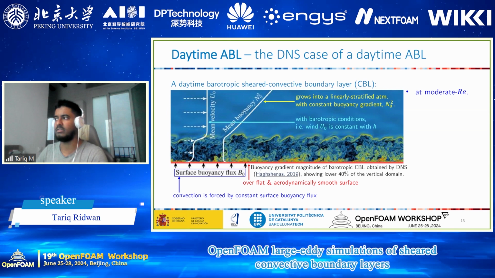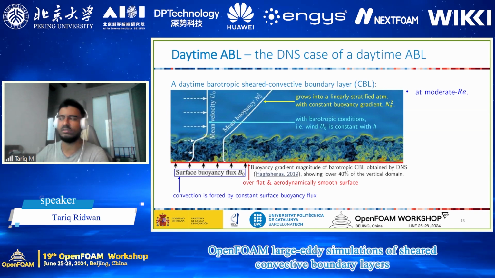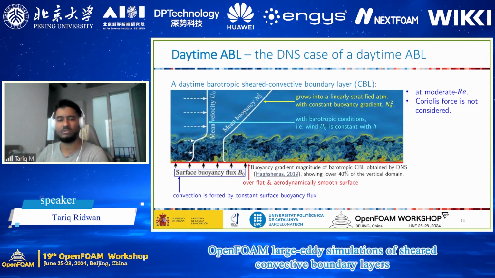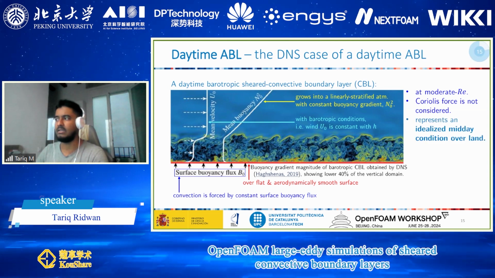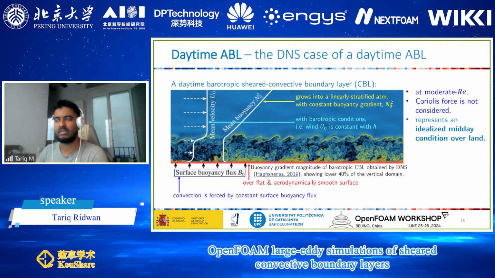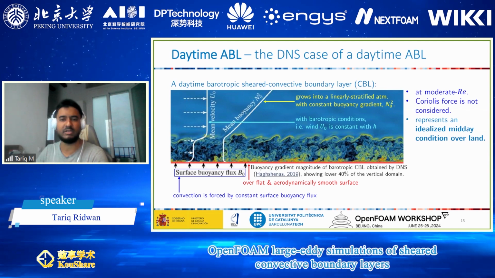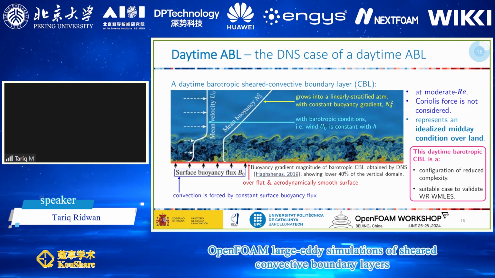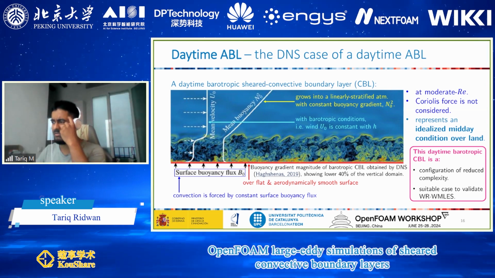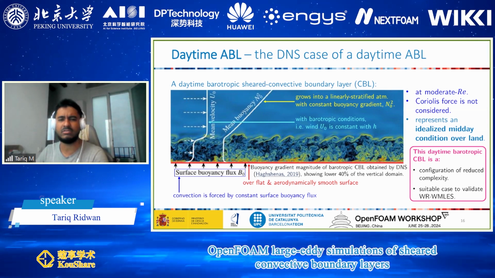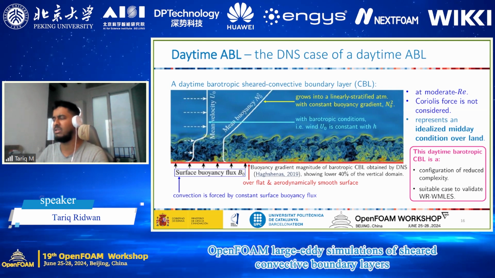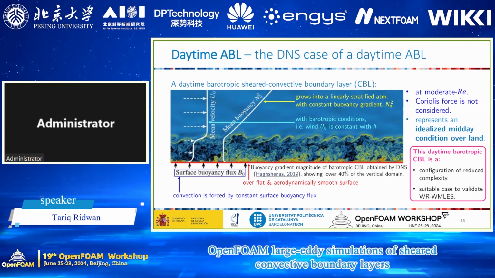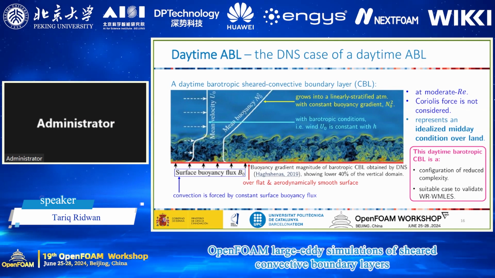The flow configuration is with a moderate Reynolds number, as mentioned earlier, the critical Reynolds number. Here the Coriolis force is not considered, and it generally represents an idealized midday condition over land. This is a configuration of reduced complexity, which allows us to validate LES models like wall-resolved and wall-modeled LES models.